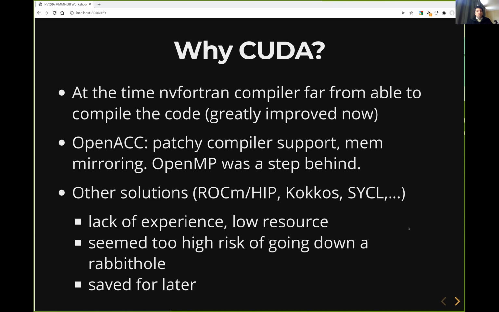SYCL is one interesting option, which again was a bit suspicious at the time. Now probably a better idea. Again, lack of experience and low resources didn't really allow too high a risk to be taken with these portable options.